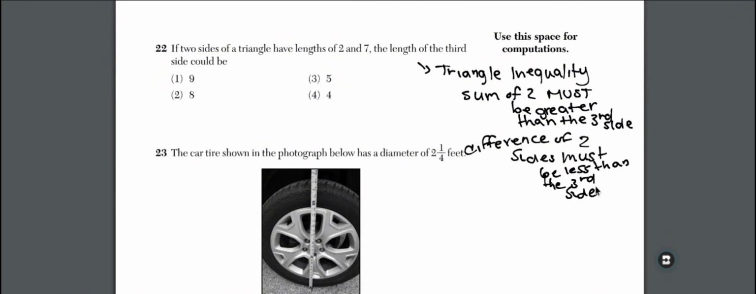So let's apply the first rule, that the sum of the two sides must be greater than the third side. I'm given my triangle, and it has two sides, 2 and 7, and I need to find the length of the third side that could be possible. So 2 plus 7 equals 9. So the sum of the two sides is 9, and the third side has to be less than 9. Well, it can't be 9 at this point, right? So that doesn't work. Now, it says that the difference of the two sides must be less than the third side.